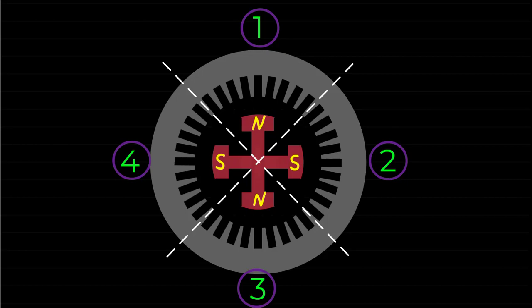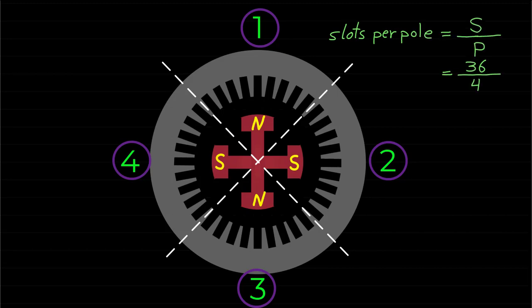As we can see, the number of slots in each side is 9 slots. Therefore, the slots per pole of this machine is equal to 9 slots. In summary, the slots per pole can be defined as the number of slots that are facing one pole side. Mathematically, we can calculate the slots per pole by dividing the number of slots by the number of poles of the machine. That means this machine's slots per pole is equal to 9 slots.